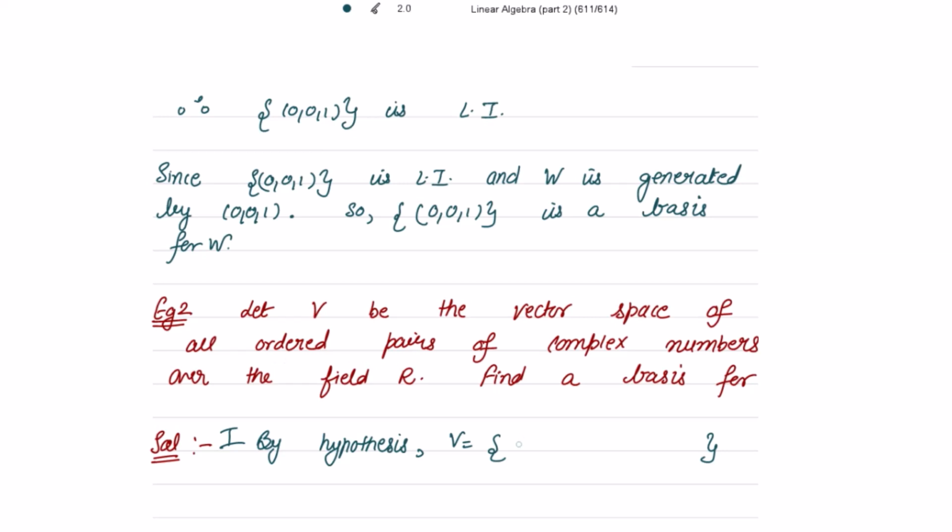So (a + ib, c + id). Such a kind of element is there, where a, b, c, d belong to the reals. And you all know that for a complex number, a is the real part and b is the imaginary part. Right? ib is your imaginary part.